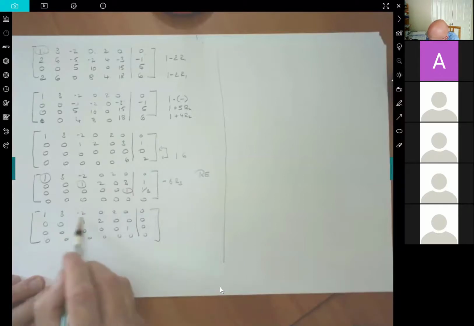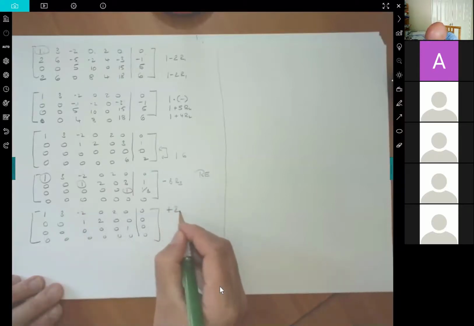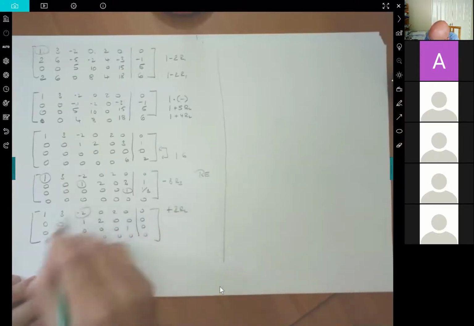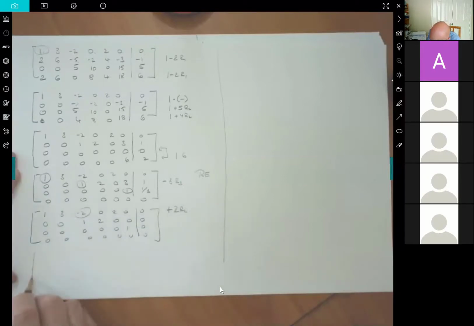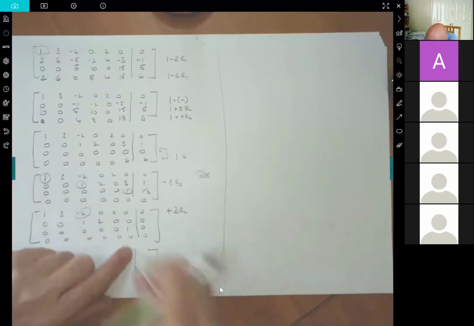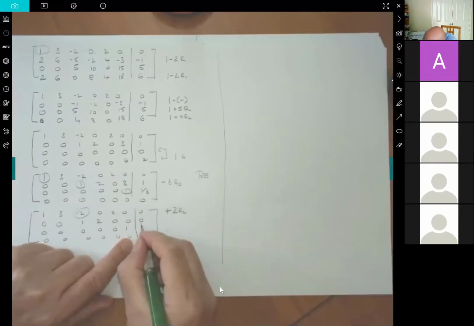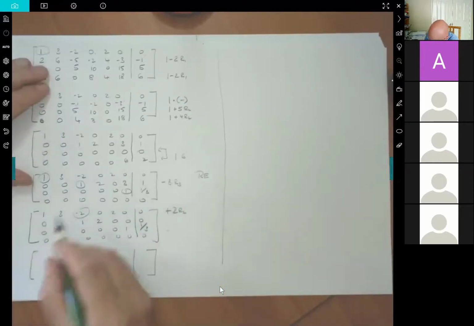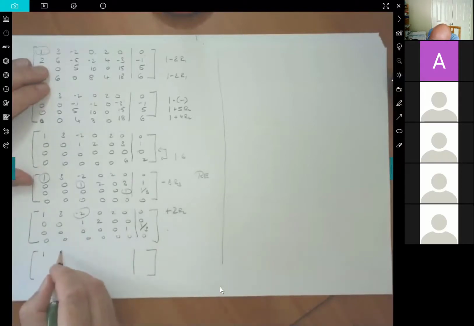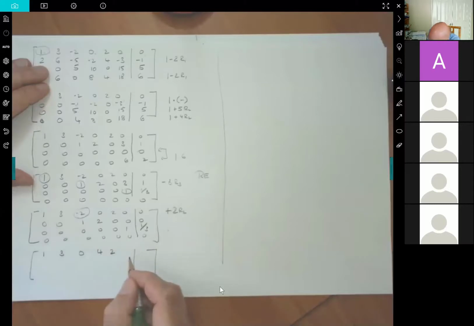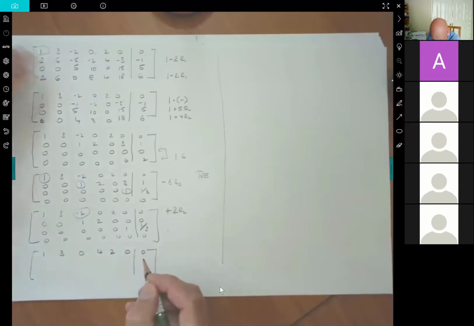And finally, we have to eliminate this, plus 2 times row 2 to get rid of this guy. I forgot the 1/3, sorry. So this plus 2 times this is 1, 3, 0, 4, 2, 0, 0.